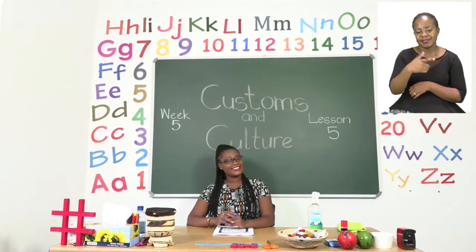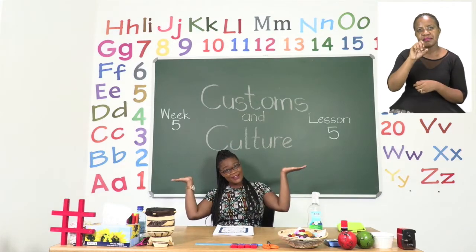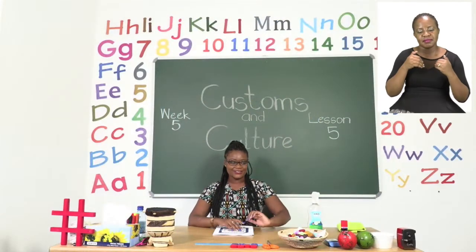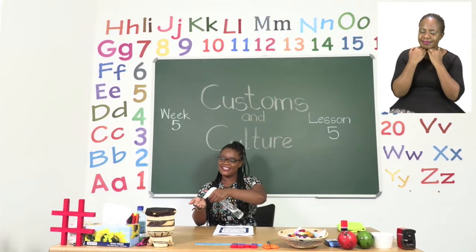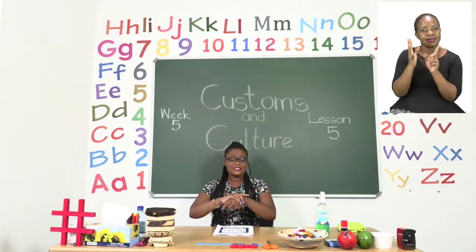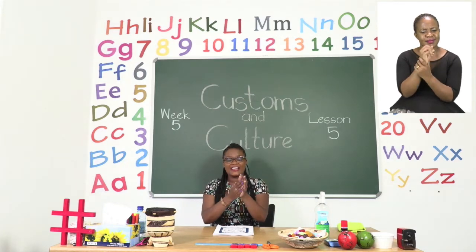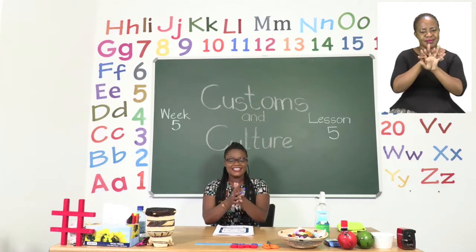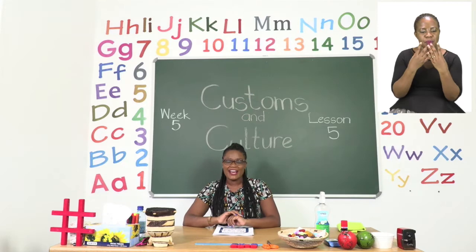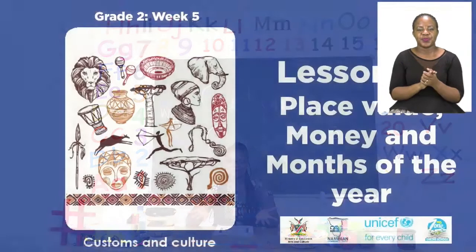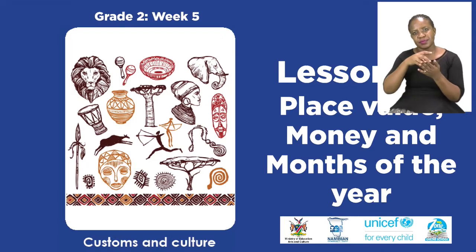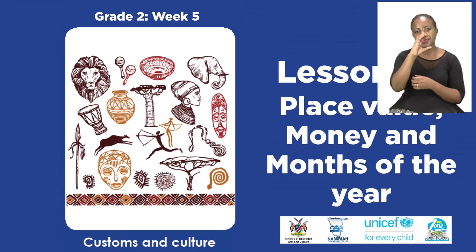Our theme this week is customs and culture. And before we get into any lessons, grade 2s, it's very important for us to sanitize. Now remember, when you're sanitizing, you need to make sure that your whole hand has been covered. So both hands need to have a good rub. Make sure that your hands are dry before you touch anything else. Well done. Our lesson today is all about place value, money, and months of the year.